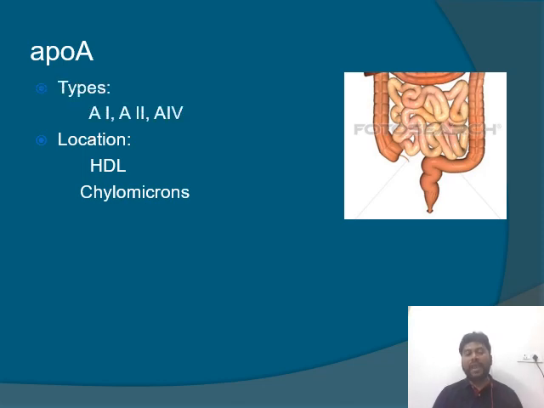In that, ApoA1 is the one which has a very important function in HDL metabolism. The other two don't have much physiological significance. It is mainly ApoA1 that has a lot of biological functions, mainly in HDL metabolism. In HDL metabolism, ApoA1 has two important functions. One is it activates the LCAT enzyme, lecithin cholesterol acyltransferase, which is needed for storing more and more cholesterol within the HDL molecule. Thus it helps in reverse cholesterol transport.